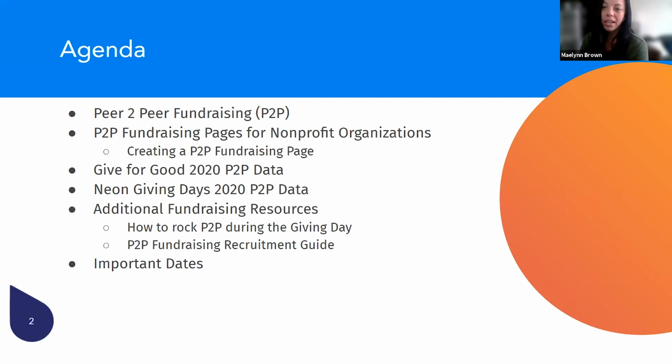When we're looking at the Neon Giving Days data, that's actually across all of our Neon Giving Day platforms, which is about 30 to 40 giving days. Then additional fundraising resources, which will have links. I'll get this presentation to Emily and she'll be able to post this so you can grab those link resources to use as well. And then just another peek at some important dates here.